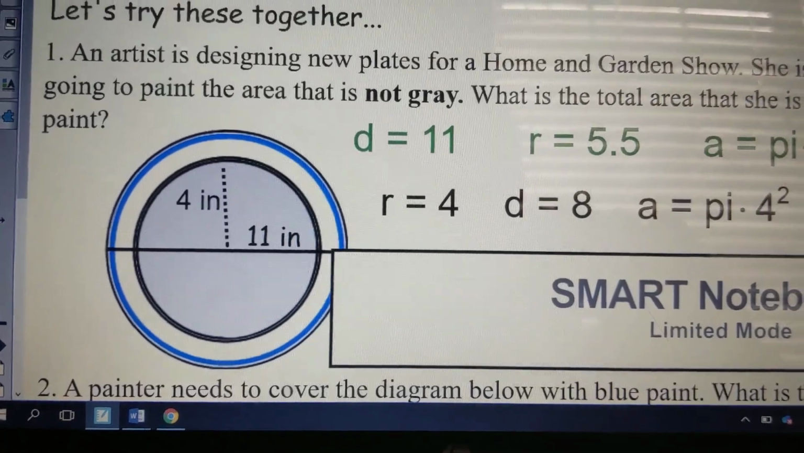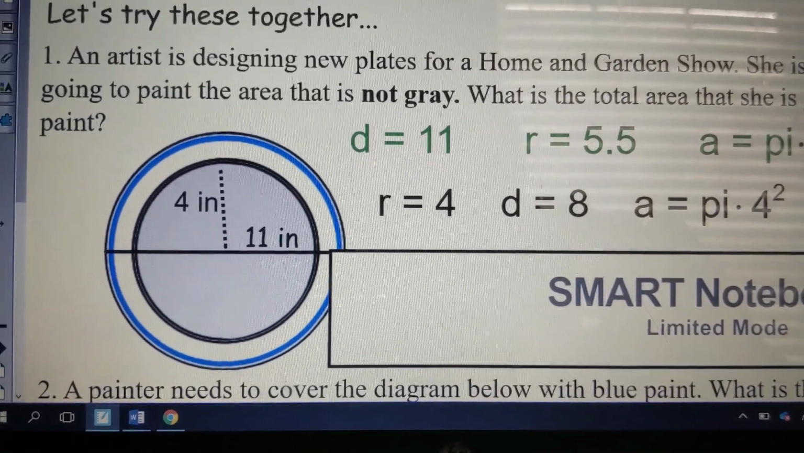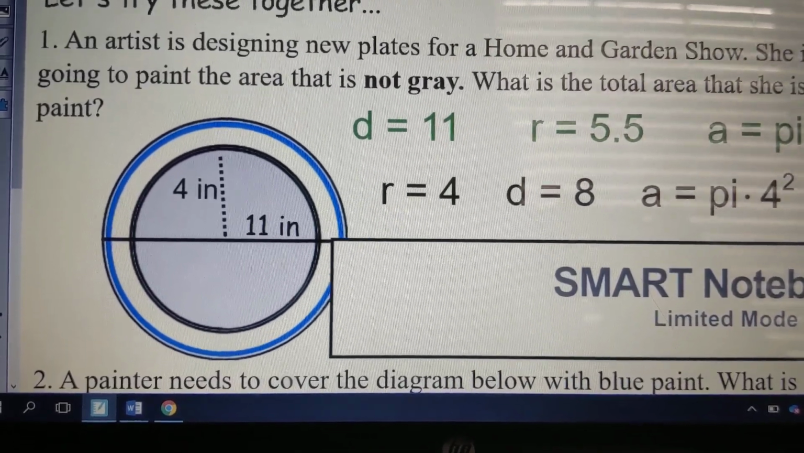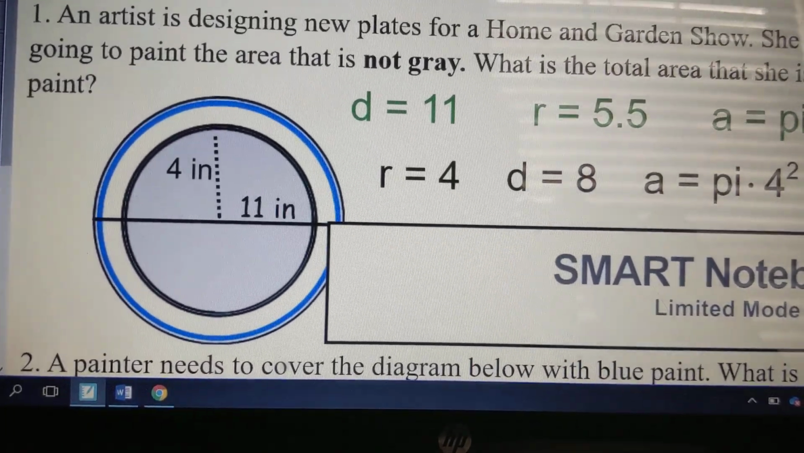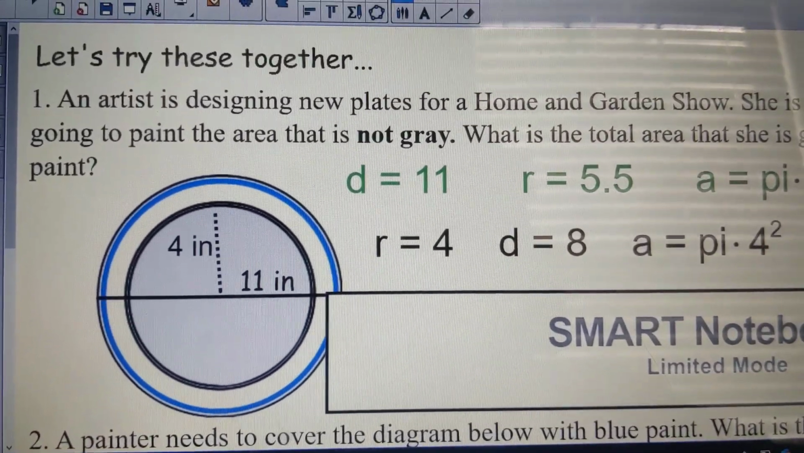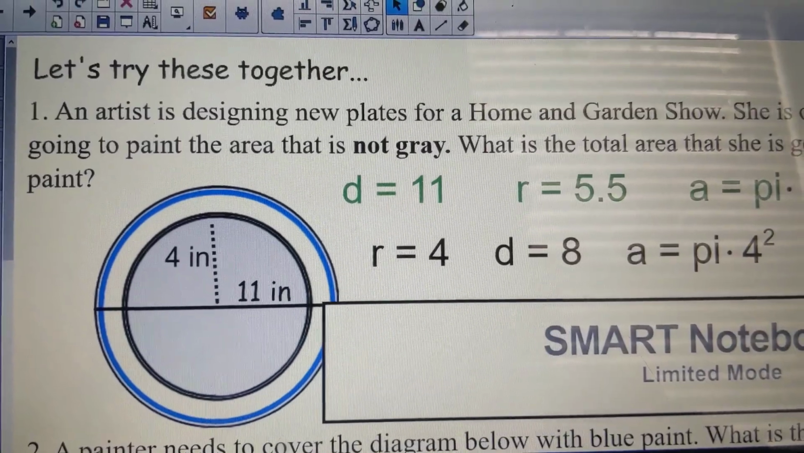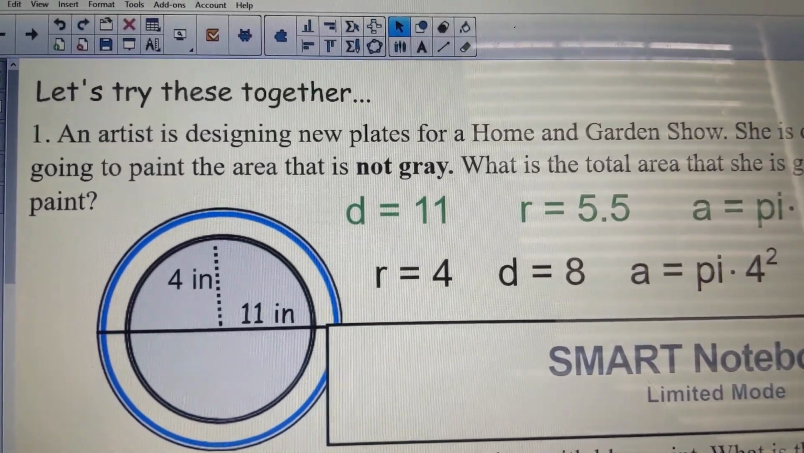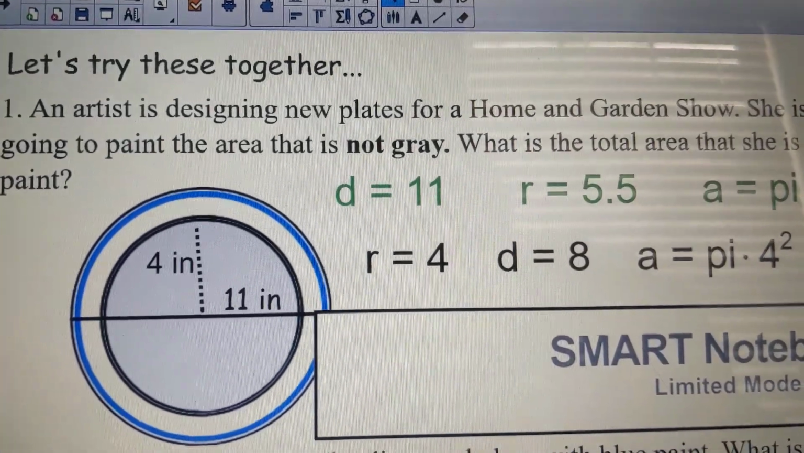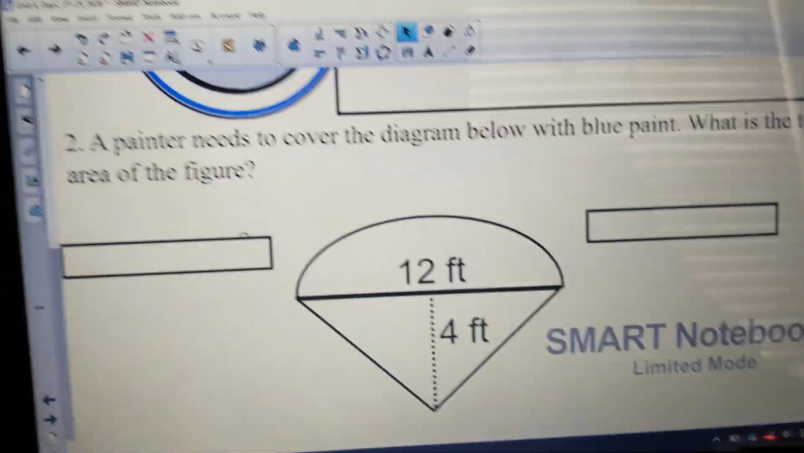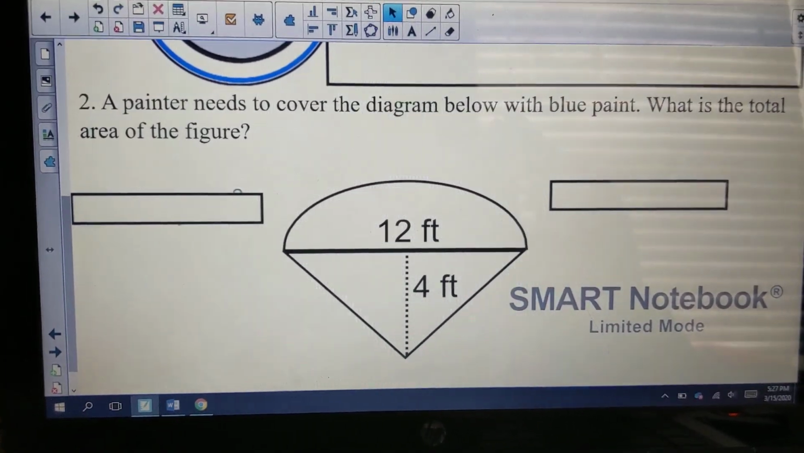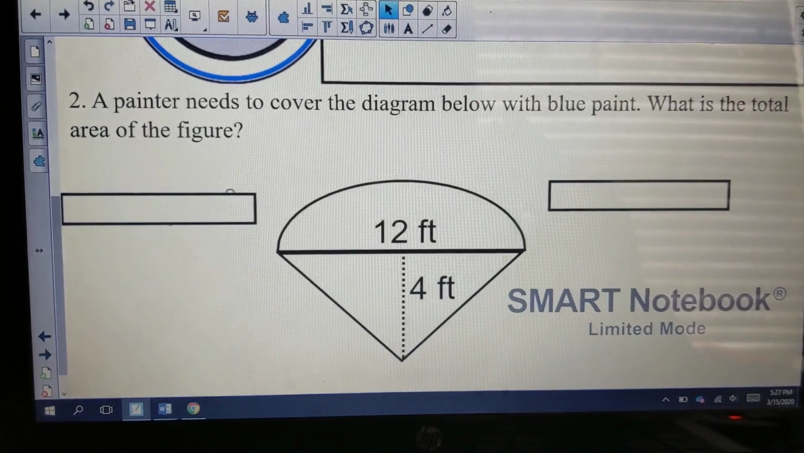The smaller circle has an area of 50.24. So to find the area that is not gray, we'll take the total area of the plate, which is 94.985, and subtract the area on the inside, which is 50.24, and see that 44.74 square inches will be painted not gray. In this problem, it says a painter needs to cover the diagram below with blue paint. What is the total area of the figure?